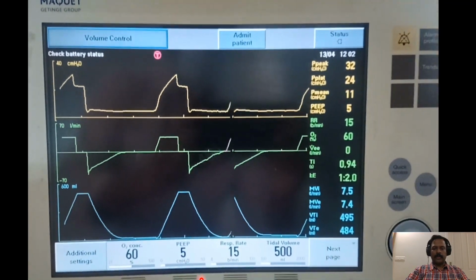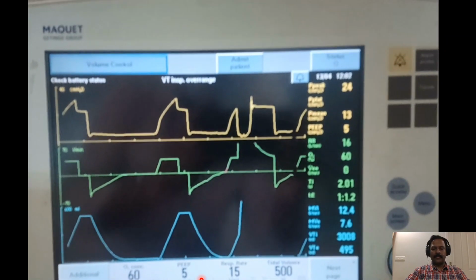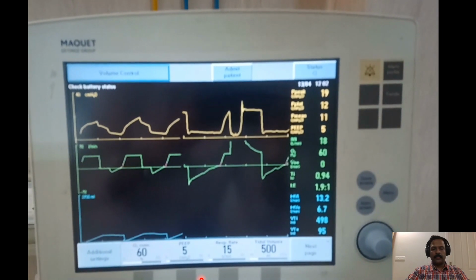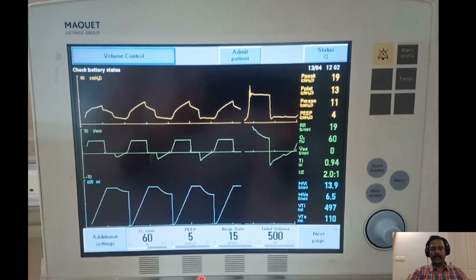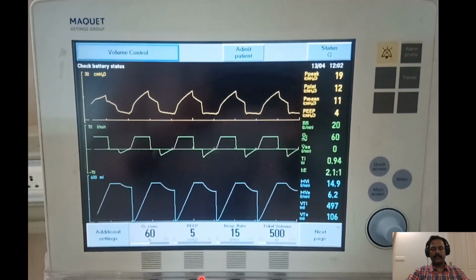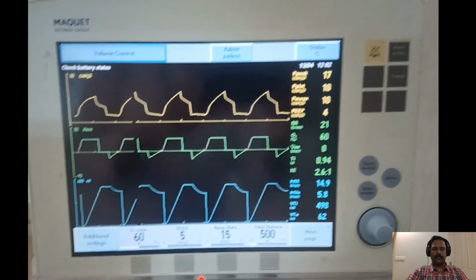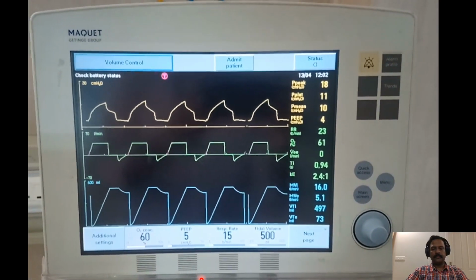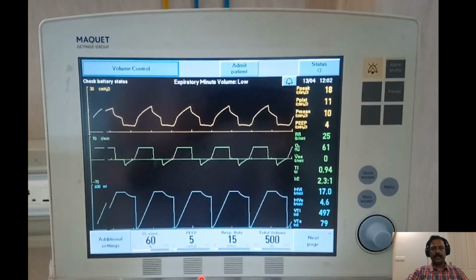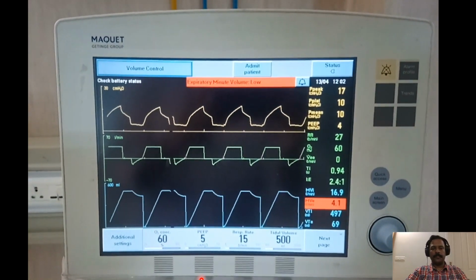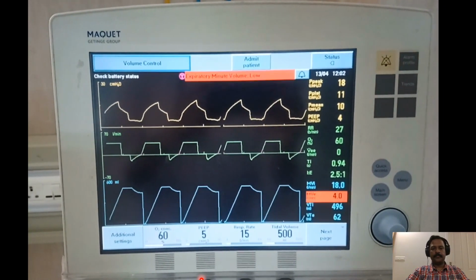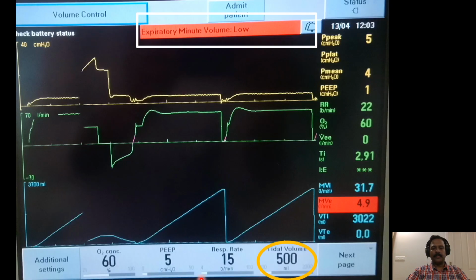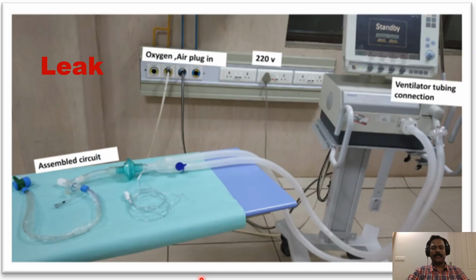Now the graph is okay, everything is fine. Suddenly the graph changes, the alarm comes, and what we have shown here is the difference between the VTI and VTE, 497 and 110. So there is some leak somewhere. You can see the alarm coming, expiratory minute volume low. So keep this in mind, we'll try to find what are the reasons for it. So basically it shows you are having some leak.